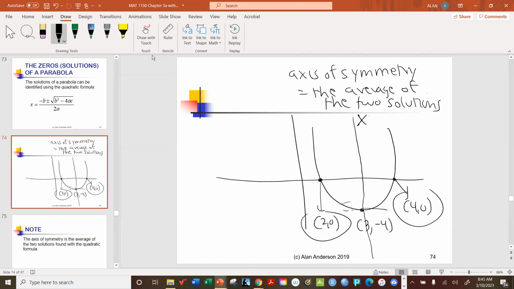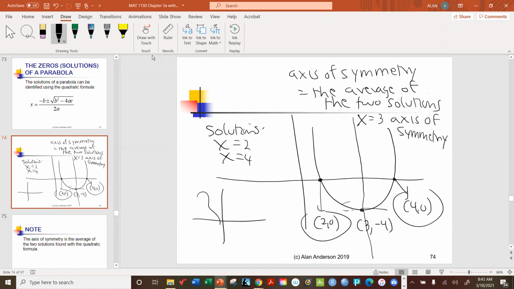Okay, so this is the line x equals 3. This is my axis of symmetry. And I know that because it's the average of 2 and 4. Okay, these are my two solutions. That's because the parabola itself is symmetrical. It's the way it's shaped. We know that it's not going to go through these weird pieces like that. It's just a nice big smooth curve.